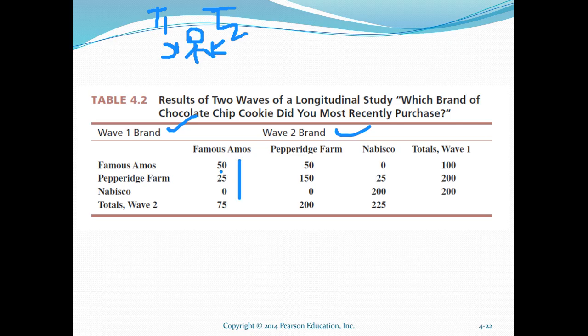and then we did the same, trying to see wave 1 with wave 2, and then we are trying to find out which one is more popular. So you see in wave 2 this is like 75, this one is like 200, and this is again Nabisco at 225, which is more popular overall in both longitudinal studies.